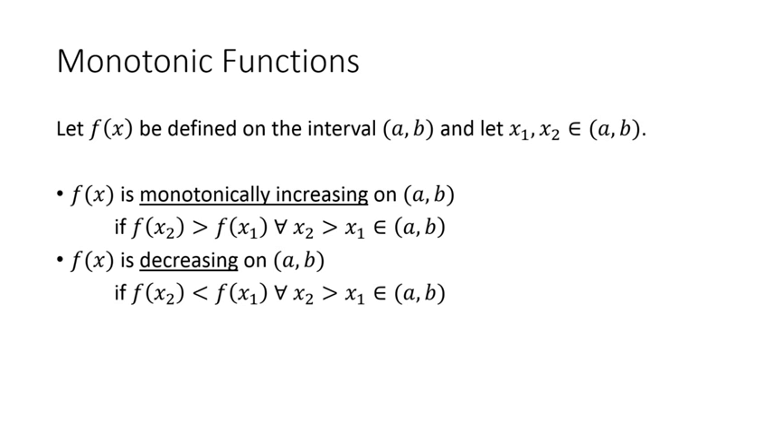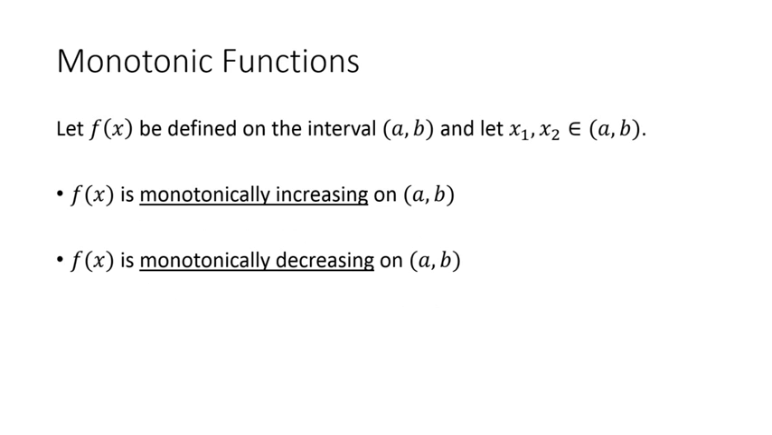Monotonically decreasing is the same concept, except that big values of x2 produce little values of f of x2. Now, those definitions we saw in algebra, we can restate them in calculus as follows. We can say that if the derivative of a function is greater than 0 for all values of x on a particular interval, then the function is monotonically increasing on that interval.